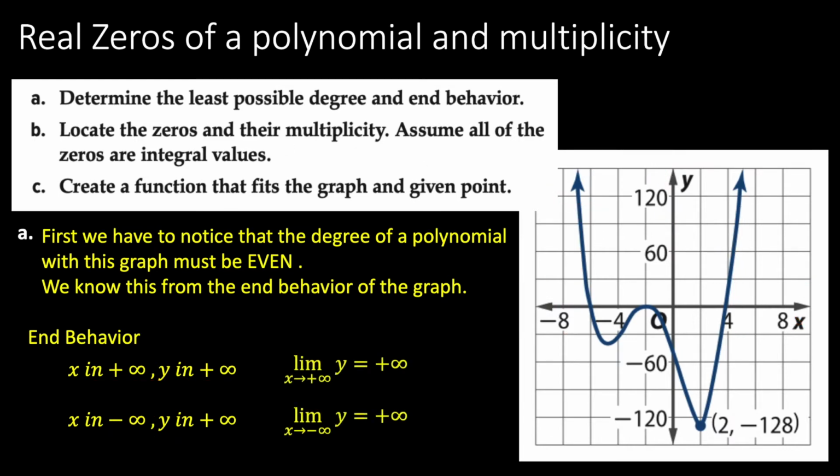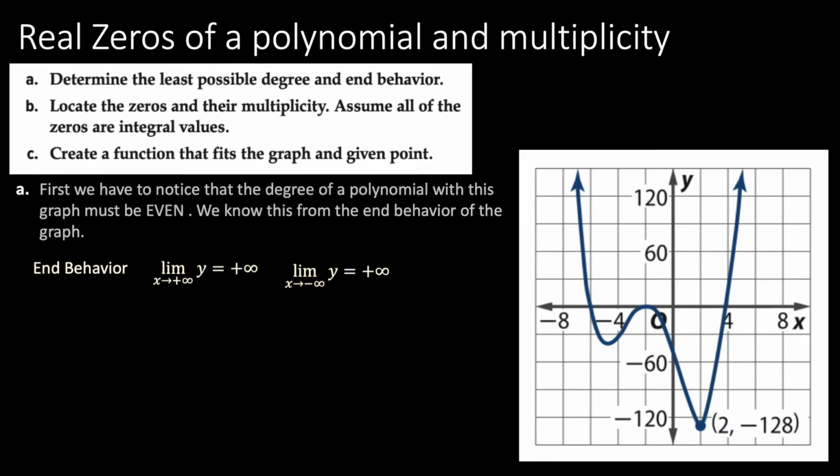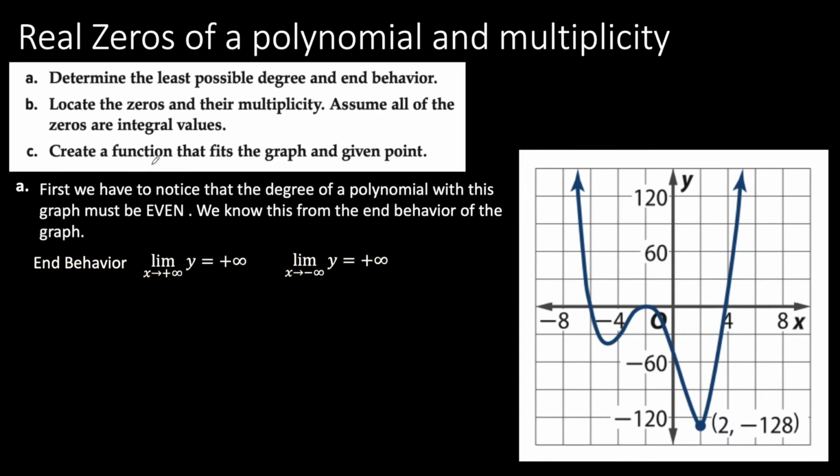We can express it as well using this notation. We call it the limit notation. So the limit of y is plus infinity when x goes to plus infinity. It's just an expression using the limit notation. And the limit of y when x goes to minus infinity, that's the second branch of the graph, y goes to plus infinity. This is how we express the end behavior. That's it. We finished this part. So the degree of the polynomial must be even, and the end behavior is stated here.